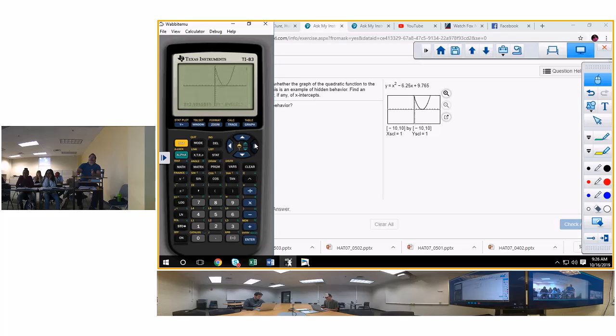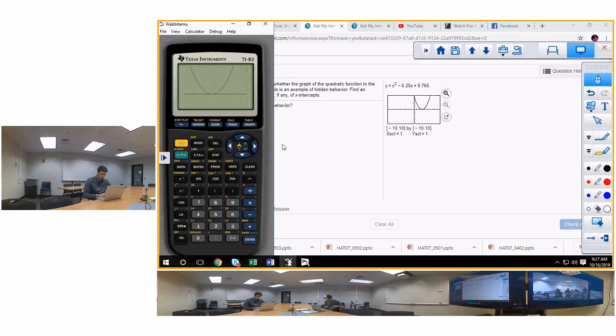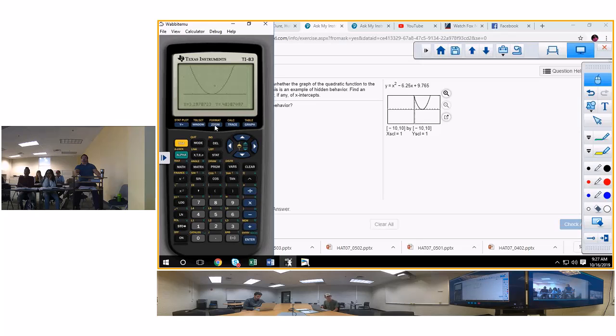Y'all should be on your calculators. I don't know why y'all not using your calculators. Guess y'all don't need to. I still don't see any hidden behavior, but I'm going to zoom in again. Now here's where you can zoom in and not have to work too hard, because some of y'all are very lazy. So zoom in and set the cursor right there at the vertex and keep hitting zoom in. And I'm going to hit it again.